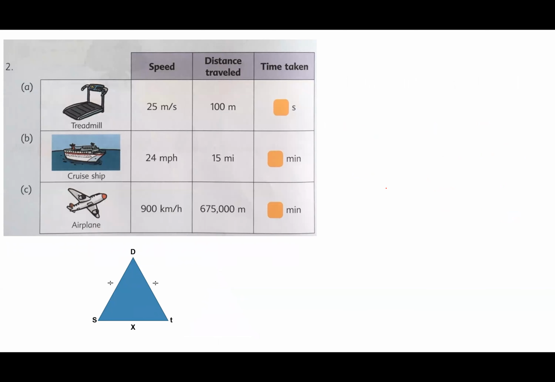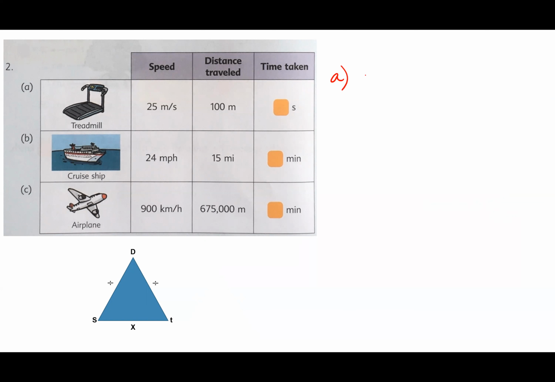All right, here are some more. Okay, we've got a treadmill, a cruise ship, and an airplane. Just like the last one, the first letter A is kind of easy. And then it looks like they get a little bit harder. So let's do letter A.